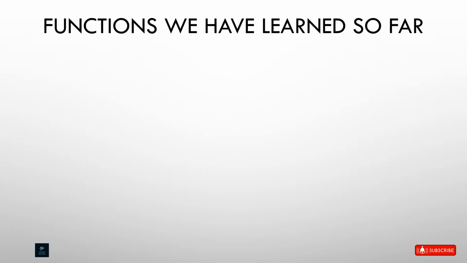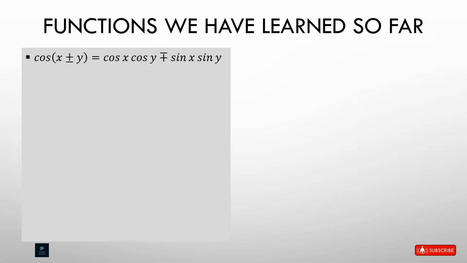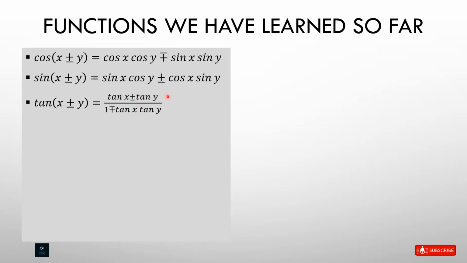So far we have seen the following functions in this chapter. We have seen that cos of x plus minus y is equal to cos x cos y minus plus sin x sin y. We have seen that sine of x plus minus y is equal to sin x cos y plus minus cos x sin y. Then we have seen that tan of x plus minus y is equal to tan of x plus minus tan of y divided by 1 minus plus tan of x tan of y. Then we have seen that cot of x plus minus y is equal to cot x cot y minus plus 1 divided by cot of x plus minus cot of y.